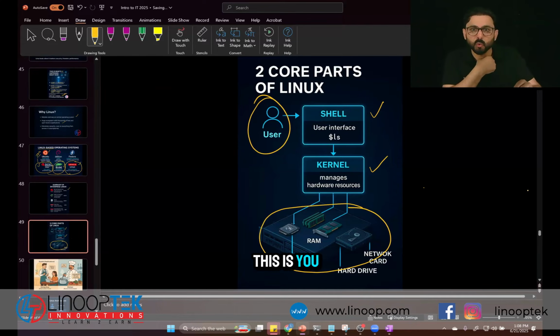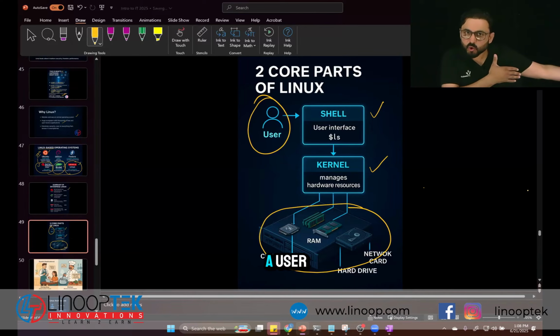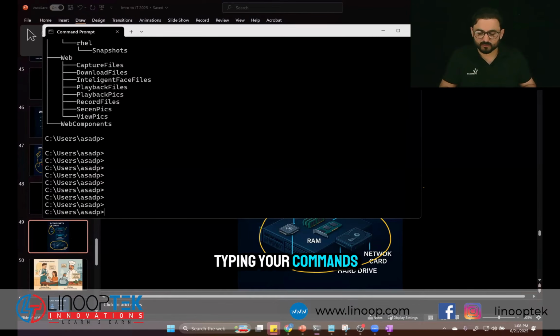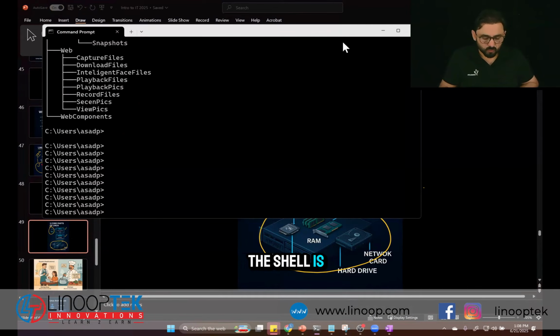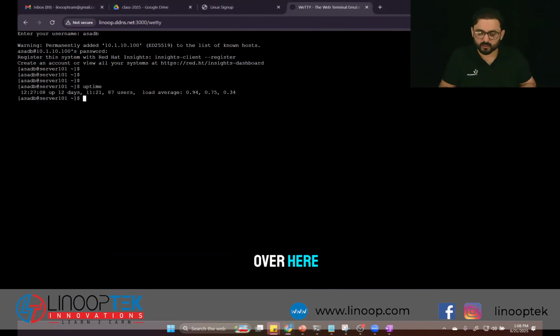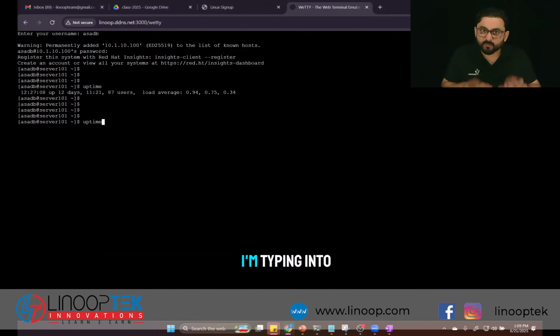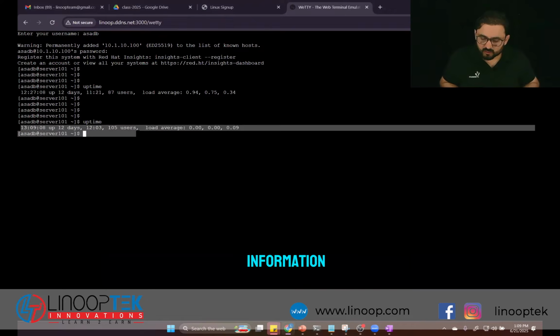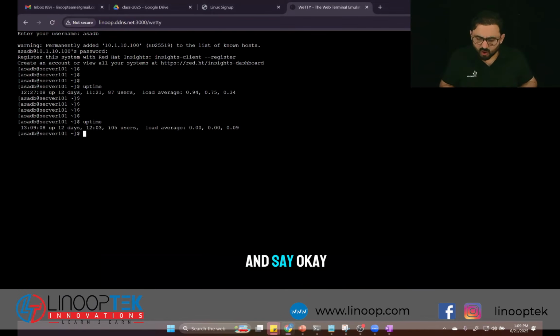This is you and me, a user, who is using the operating system. The shell is when you are over here typing your commands. The shell is when you log into this window over here. When I type my command uptime, I'm typing into the shell. The shell will go to the kernel, look at all of this information, extract it, and say, okay, there are 105 users logged in.